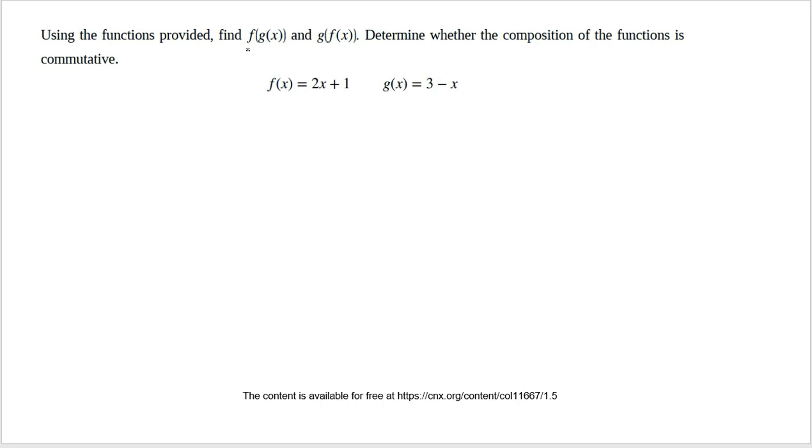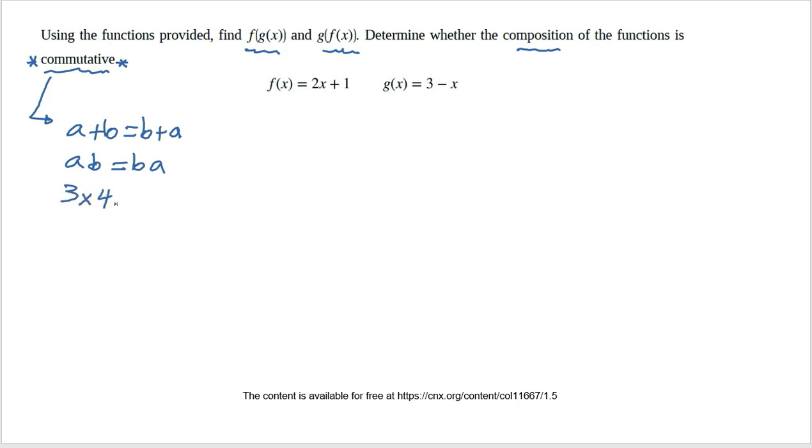Using the functions provided, find f of g of x and g of f of x. Determine if the composition is commutative. First of all, what does it mean, commutative? The commutative property in math is a property where changes in order do not change the result. For example, a plus b is equal to b plus a. ab is equal to ba. 3 times 4 is equal to 4 times 3.